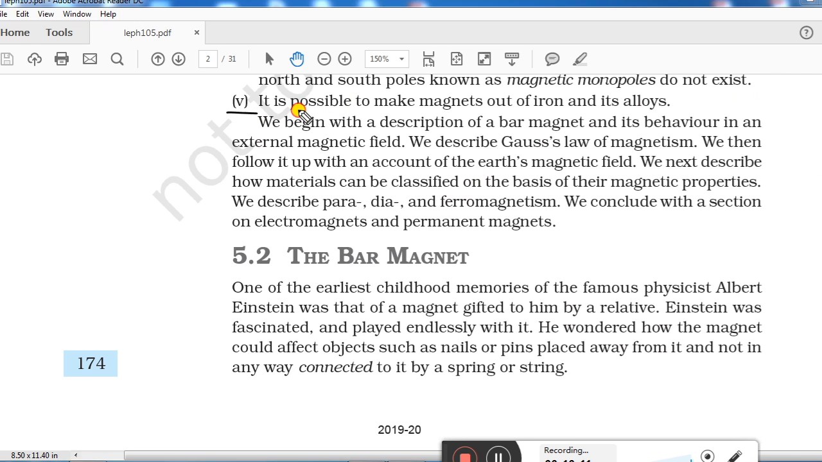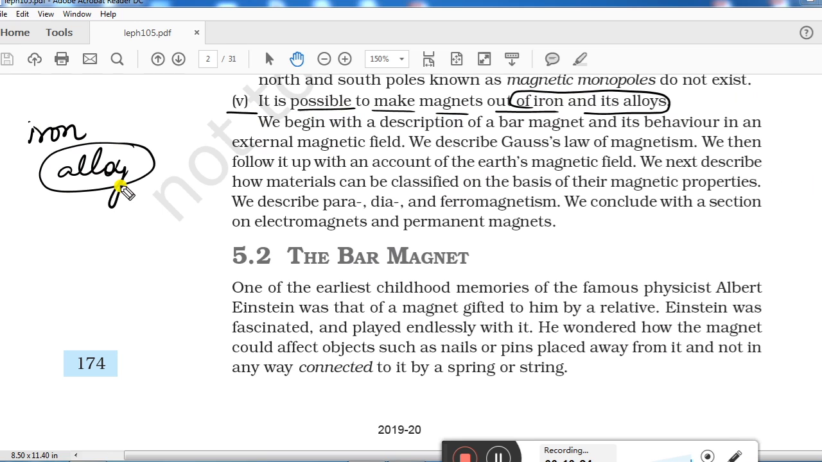Let us discuss the fifth point. It is possible to make magnets out of iron and alloys. If you have an iron bar, or a bar made up of a magnetic alloy, then you can make magnets from them. You can convert them into magnets. How can you convert them into magnets? We will discuss all these things in the coming part of the chapter.